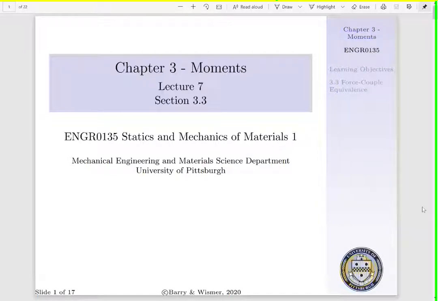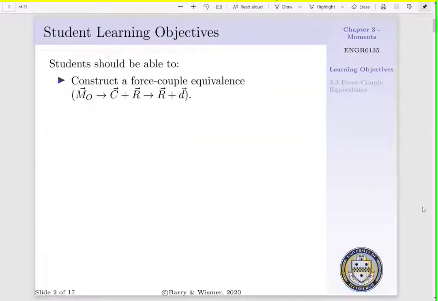Lecture 7 covers section 3.3. At the end of today's lecture, you should be able to construct a force couple equivalence. That is, you should be able to express a moment as a couple plus a resultant, and you should be able to express that couple and a resultant as a resultant acting on some distance from our axis of rotation.